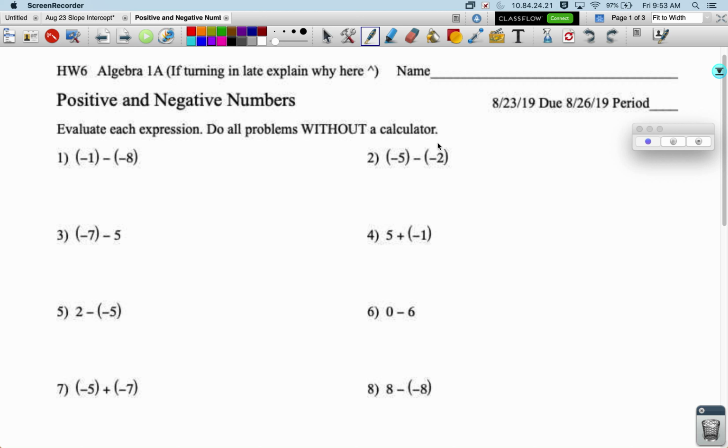Our homework help video for the homework titled Positive and Negative Numbers. What we're asked to do here is to evaluate each and to try to do it without a calculator, although having a calculator nearby could be very helpful so that you can double check your answers as you go.